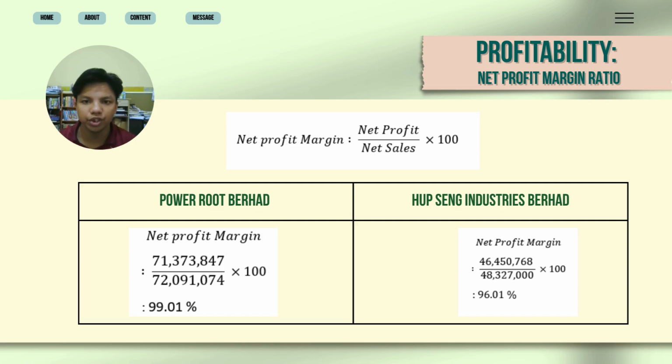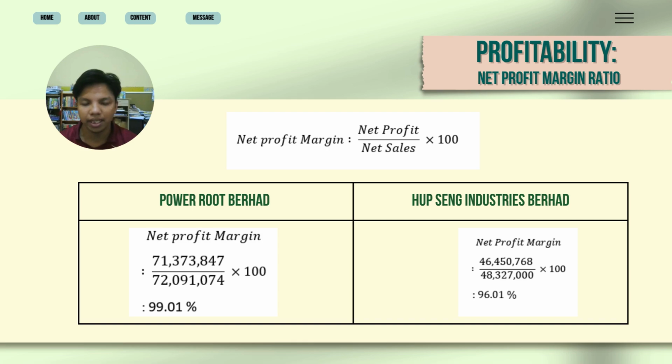Next, I will continue to the profitability part. I start with net profit margin. This ratio tells us how much profit a company keeps from every ringgit of sales after all expenses. After the calculation, Power Root keeps 99 cents out of every ringgit in sales, while HSIB keeps about 96 cents.